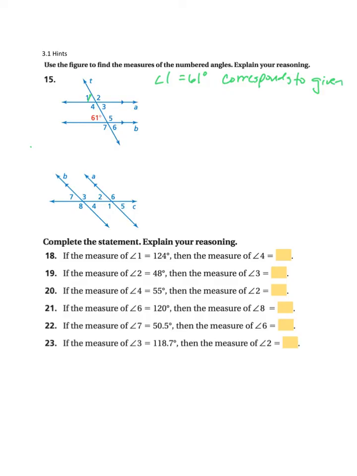I'm going to go ahead and put all of the angle numbers here because we're not necessarily going to solve these in order. I'm going to do angle 5 next. And I'm going to say that angle 5 is 119 degrees. And the reason that we know that is that it is supplementary to the given angle.